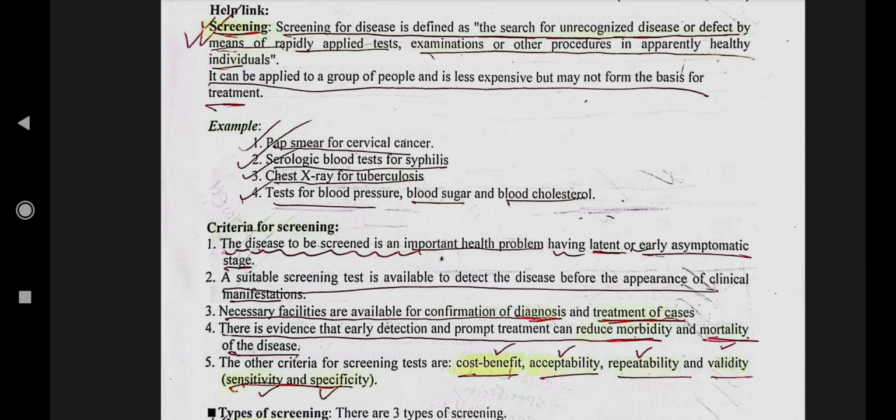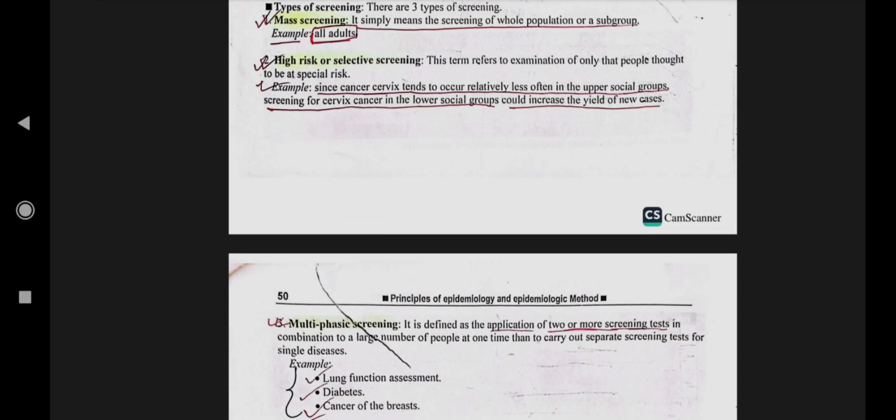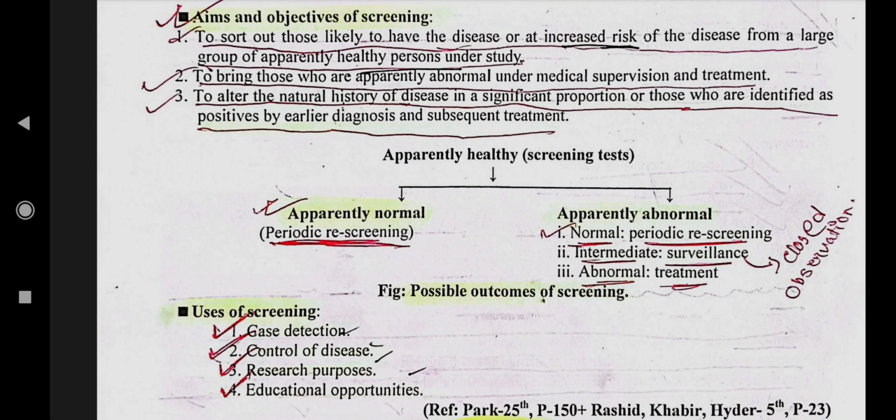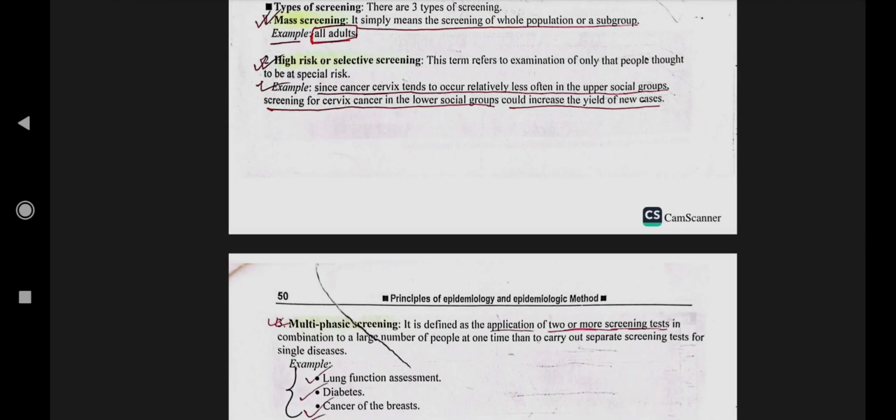Screening tests: pap smear for cervical cancer, serological blood test for syphilis, chest x-ray for tuberculosis, tests for blood pressure, blood sugar, blood cholesterol. Types of screening: mass screening, high risk or selective screening, multiphasic screening. Multiphasic example: lung function assessment, diabetes, cancer of the breast.